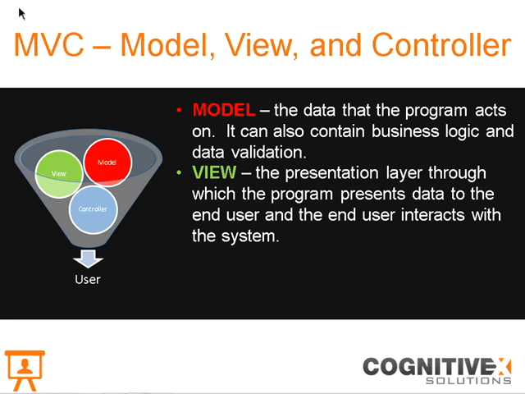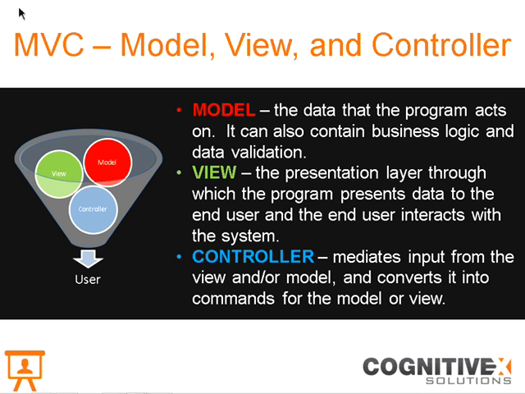The second part is the view, or the presentation layer, through which the program presents data to the end user, and the end user interacts with the system. Simply put, in an MVC website, a view is the web page that is rendered and shown to the end user. And then finally, the third part is the controller, which mediates input from the view and/or the model and converts it into commands for the model or the view. When a user interacts with a program or a website, it's the controller that is going to decide what data to load and select which view to render that data with, and it basically handles all of the talking between the user, the model, and the views.